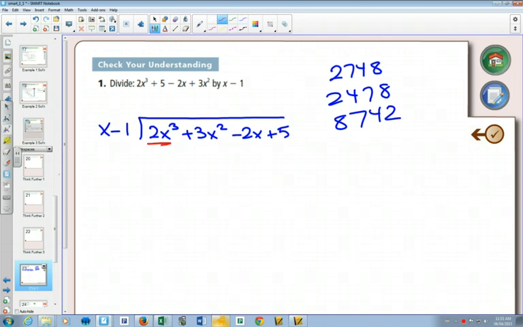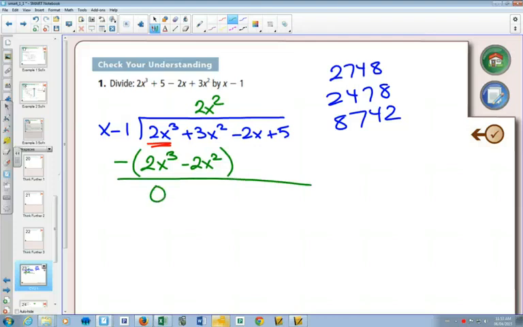Then we look at our first term, which is 2x cubed. What would you have to multiply the x minus 1 by to get a 2x cubed? A 2x squared. I'll write that above my x squared column, multiply it through, I'll get 2x cubed. 2x squared times a minus 1 will be minus 2x squared, and I'll subtract. This, of course, will be 0. 3 minus a negative 2 will be plus 5. And the rest of them are not subtracting anything, so they can just be brought down.